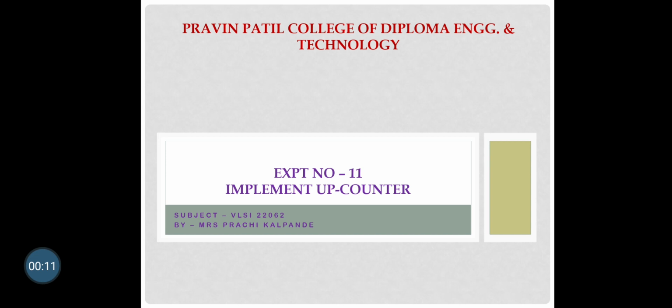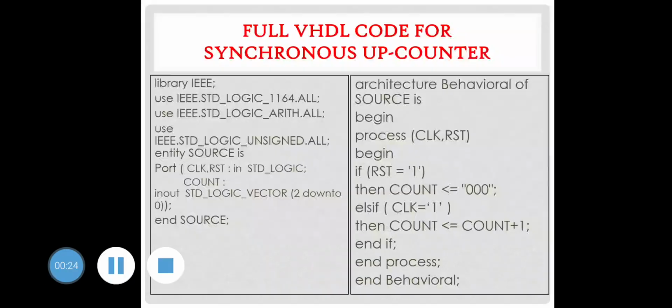So in this video we will discuss experiment number 11, that is how to implement an up counter using VHDL. You can see here the VHDL code for a synchronous up counter.